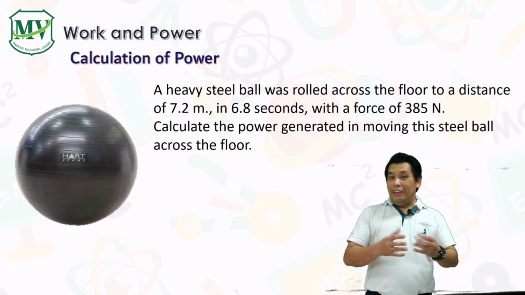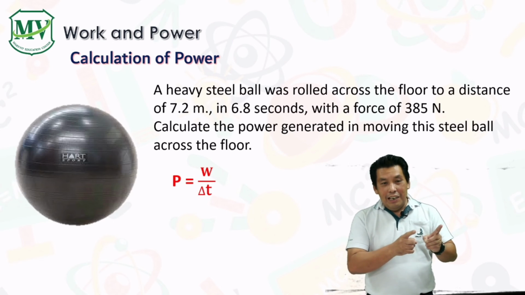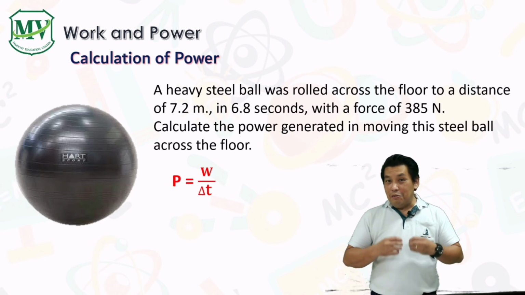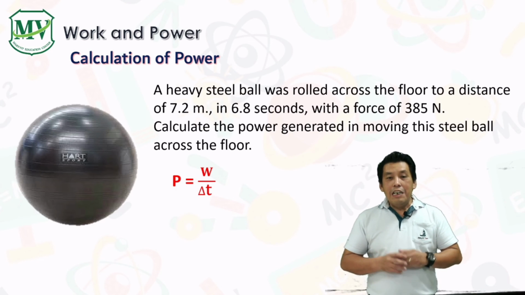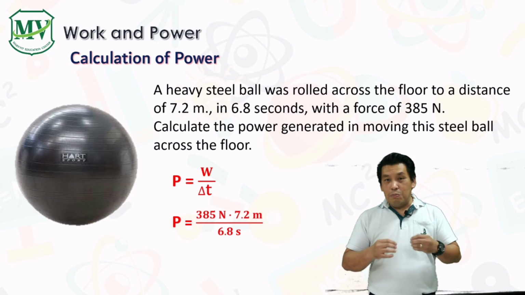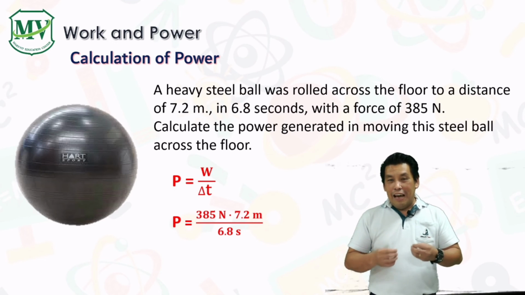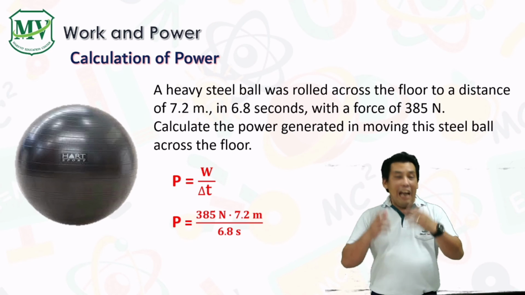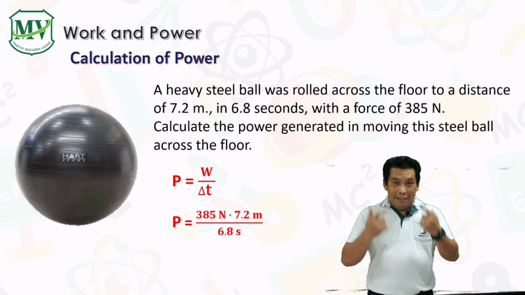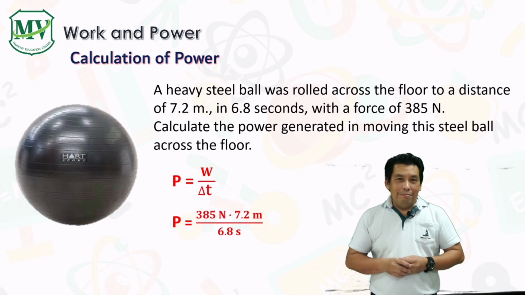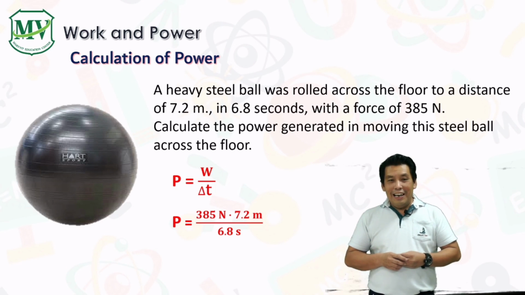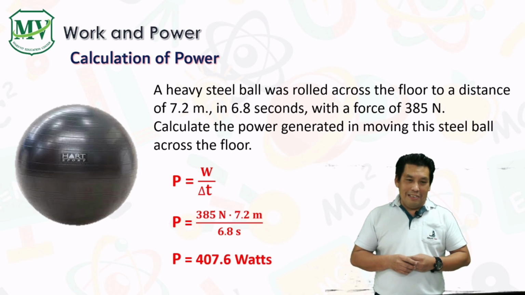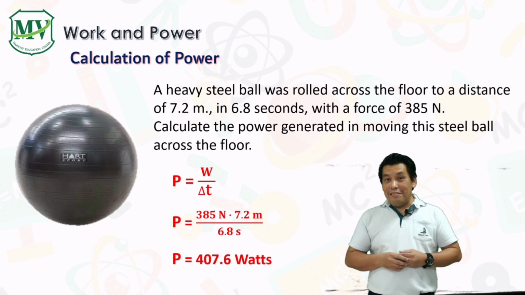Now, in order to calculate power, we need to get the work done by multiplying the force, which is 385 newtons, and the distance of 7.2 meters divided by the time, which is 6.8 seconds. I'll give you a few seconds to think about the problem and calculate your answer. Do you have the same answer as mine? The value of the power is 407.6 watts. Do we have the same answer?